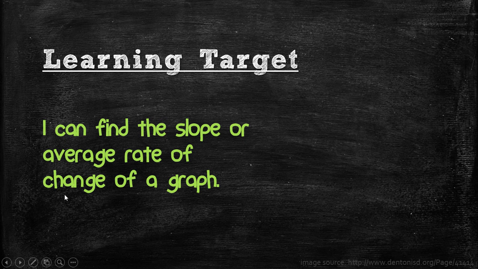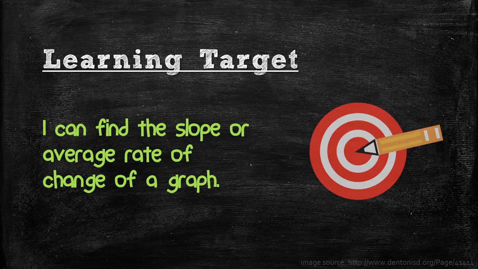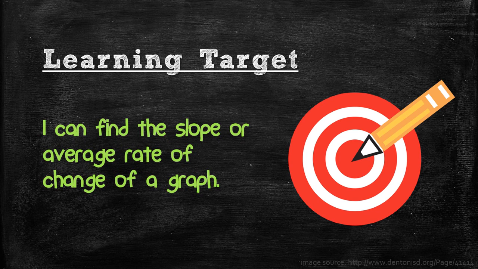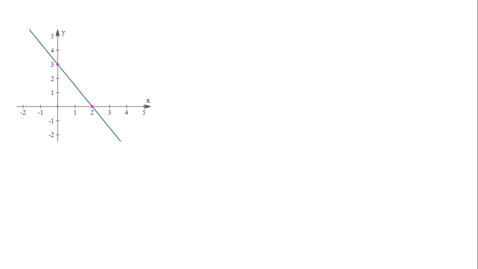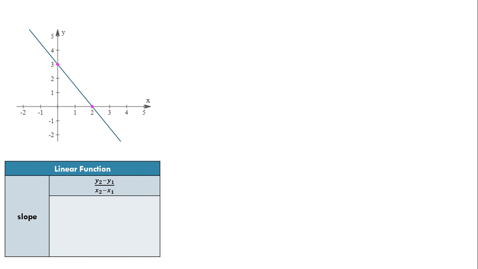Our learning target today is I can find the slope or average rate of change of a graph. We're going to first look at a linear function here. And when we're looking for the rate of change of a linear function, we're really just finding the slope. And the slope is constant in a linear function. That rate doesn't change.